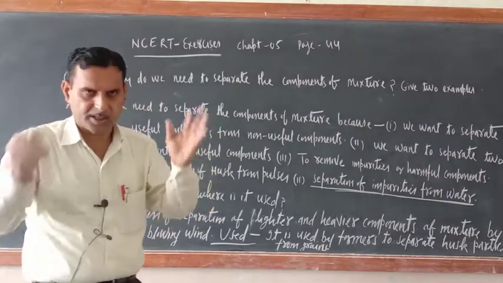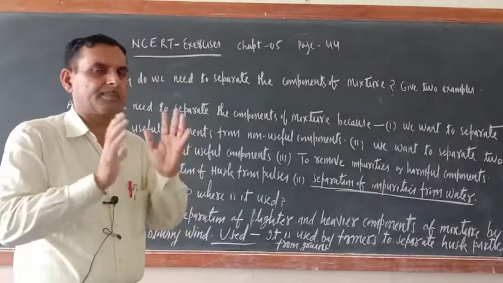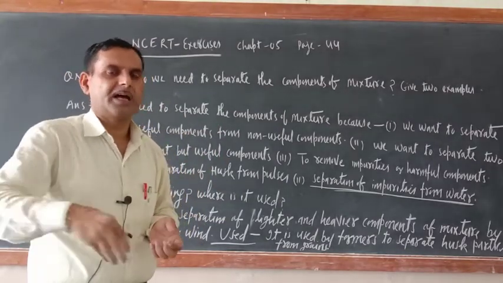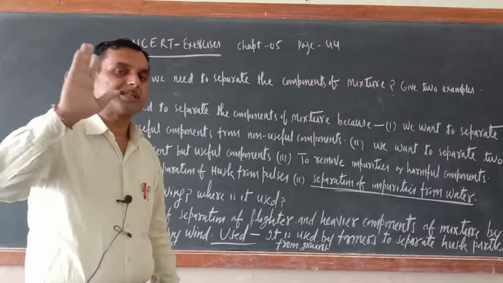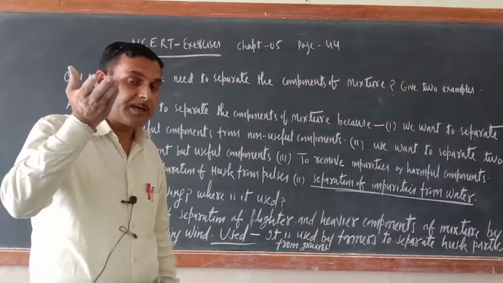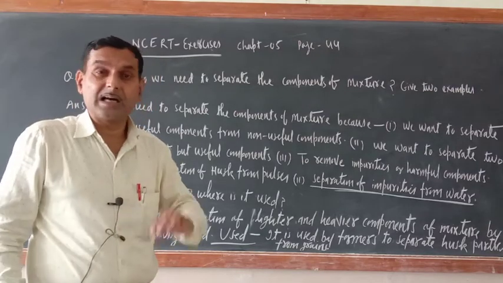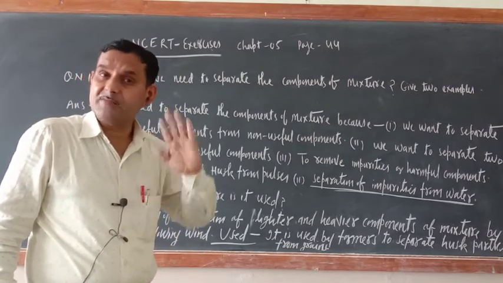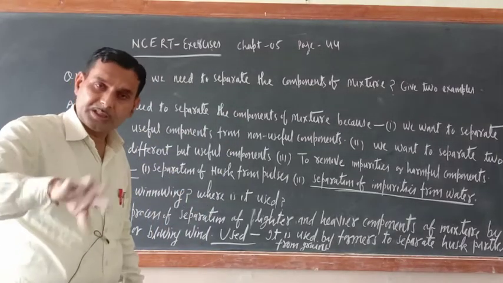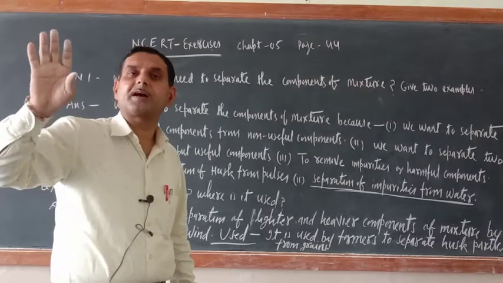Just try to understand. Take one pulse in the pot or utensil. Now add some amount of water and just stir it. Since husk is lighter, it will be on the upper side, while the pulses are heavier, so they will settle down. After stirring, leave it undisturbed for some period of time.